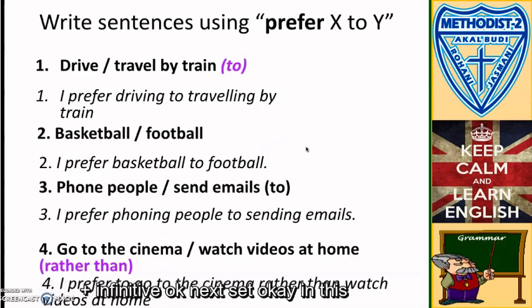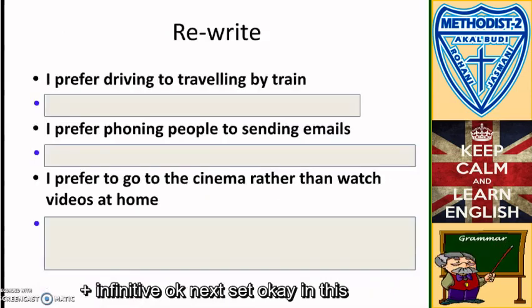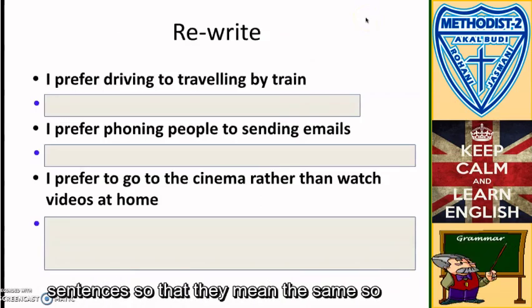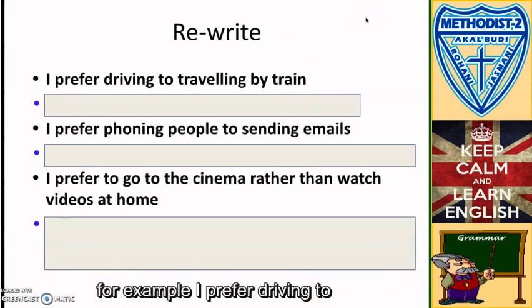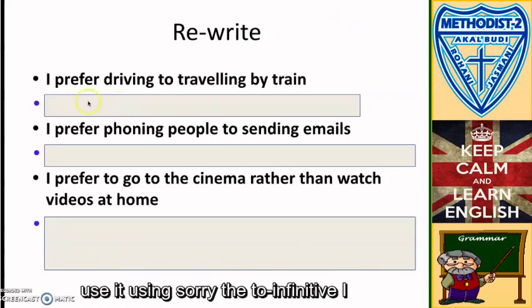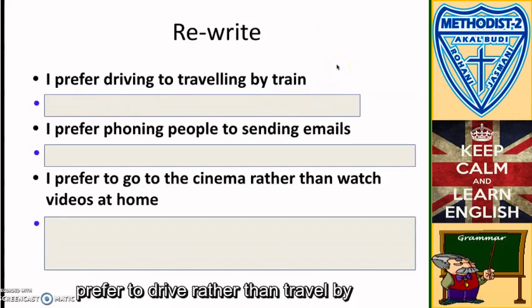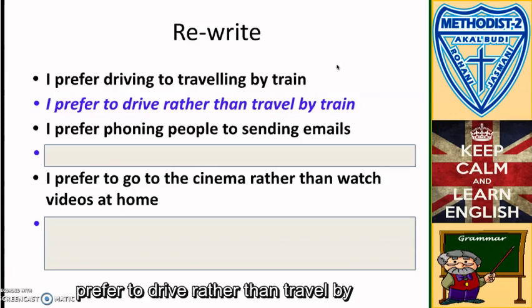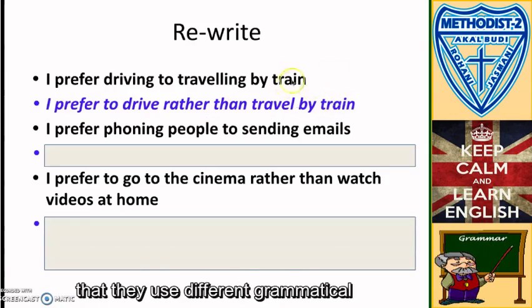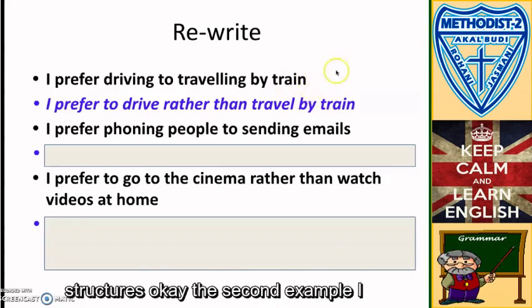Okay. Next set, okay. In this situation, you need to rewrite the same sentences so that they mean the same. So for example, I prefer driving to traveling by train. Can you rewrite it using the to infinitive? I prefer to drive rather than travel by train, okay? Both mean the same, it's only that they use different grammatical structures, okay?